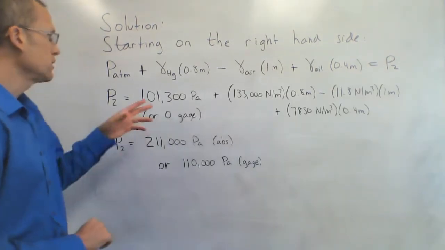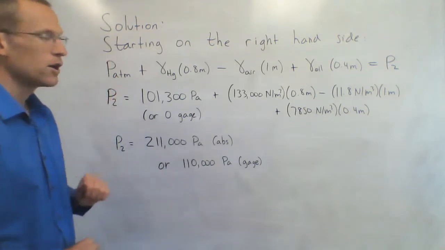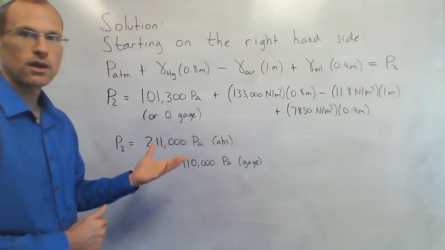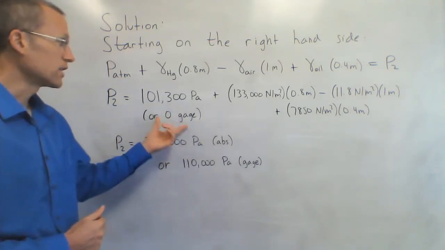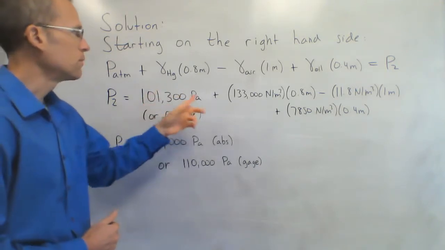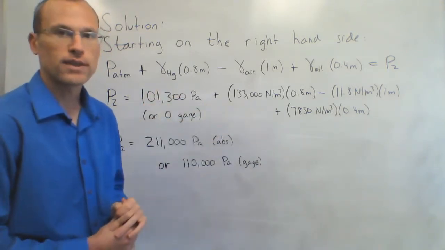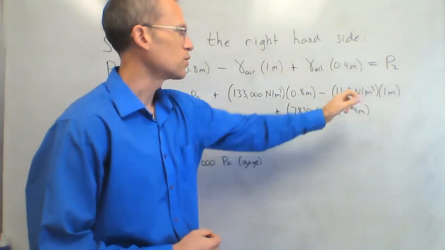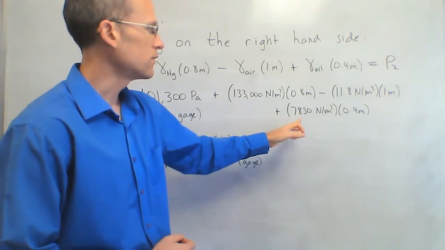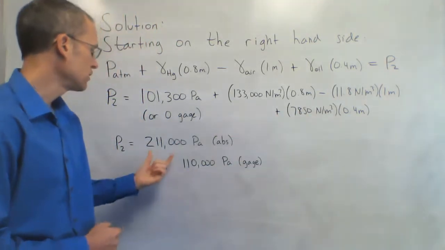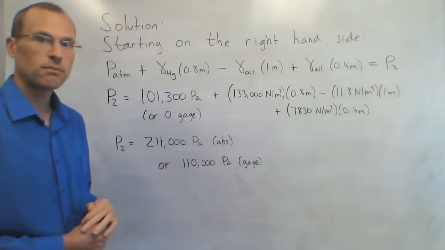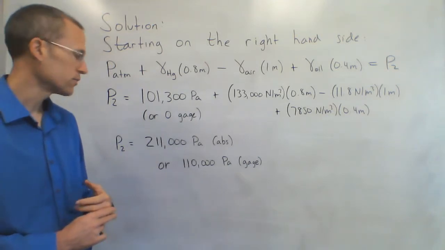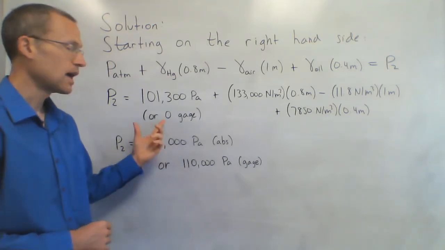So putting those numbers in, P2 is atmospheric pressure, 101.3 kilopascals, or 101,300 pascals. That's assuming I'm going to answer in absolute pressure. If I want to answer in gauge pressure, I'd call that 0. Then mercury, specific weight 133,000 newtons per cubic meter times 0.8 meters, minus this air, 11.8 times 1 meter, and then plus the oil, 7,850 times 0.4, gives me 211,000 pascals, or 211 kilopascals, absolute using atmospheric pressure, or 110,000 pascals if I called atmospheric pressure 0.